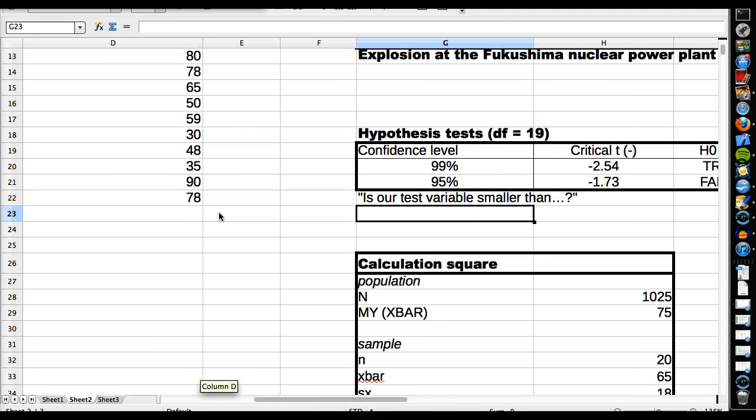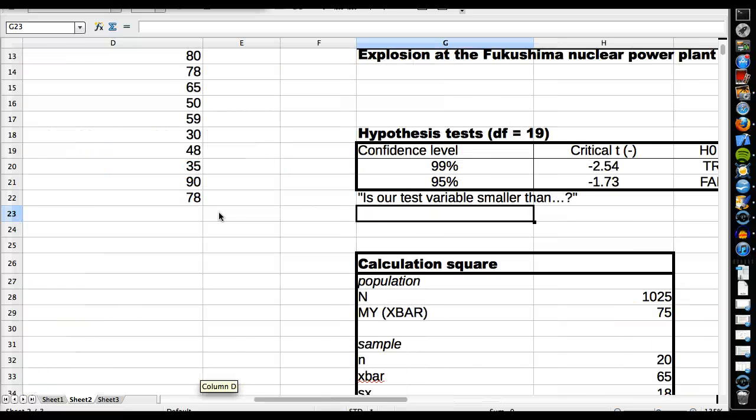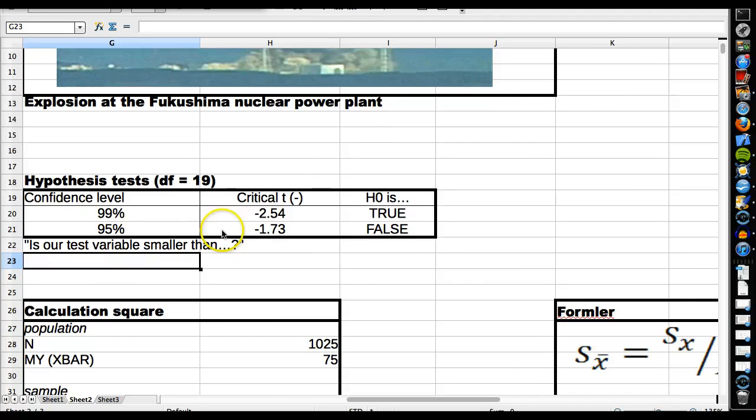And basically that's how you conduct a one-sided hypothesis test using the t-distribution. I encourage you to experiment with this. Try changing the sample size, just write in some of your own numbers there and change the degrees of freedom. Look at how the critical t-values change. Try changing the data so you can refute the null hypothesis at this confidence level.